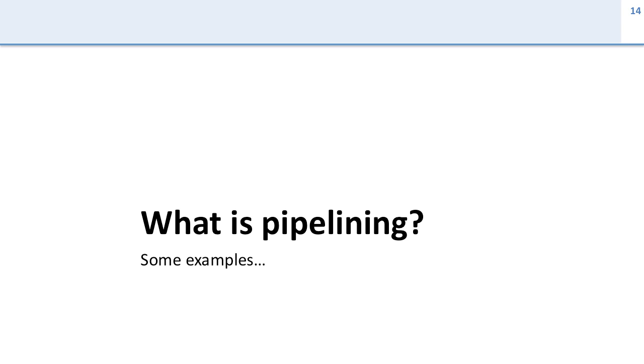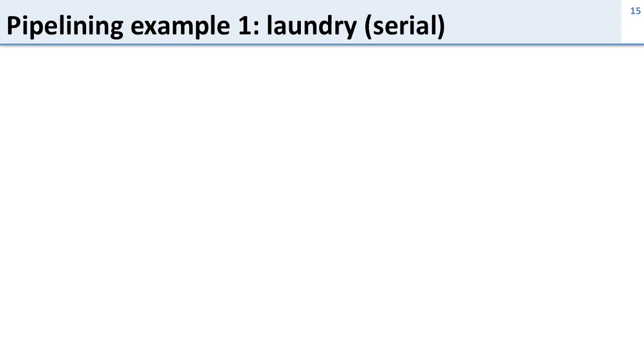So now you've seen a little bit of how we're going to pipeline a MIPS processor. Let's talk in more detail about what pipelining is, and we'll do that by looking at some examples. So the first example we're going to look at is doing laundry.